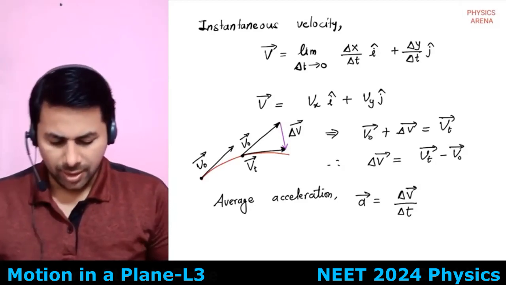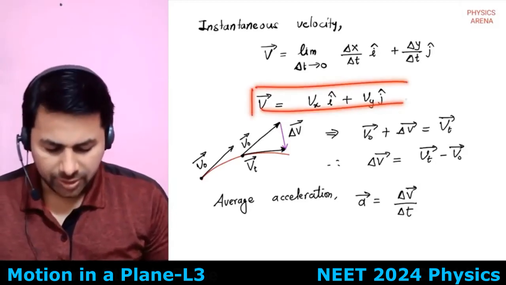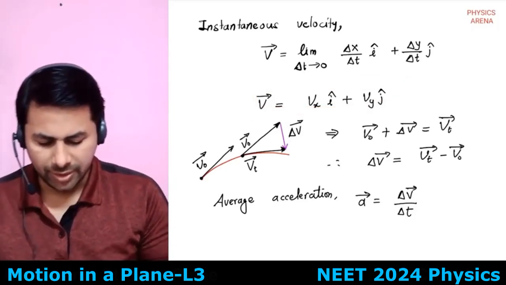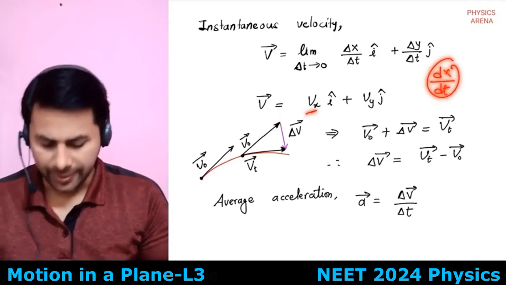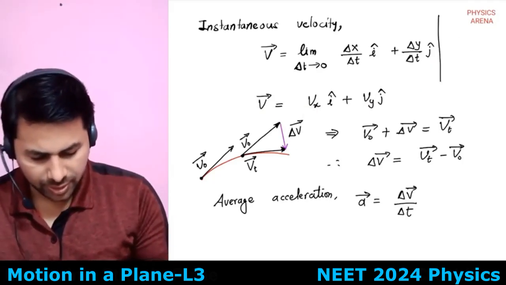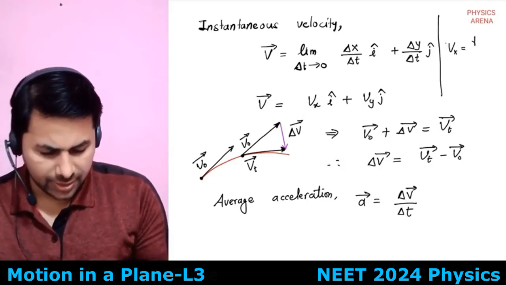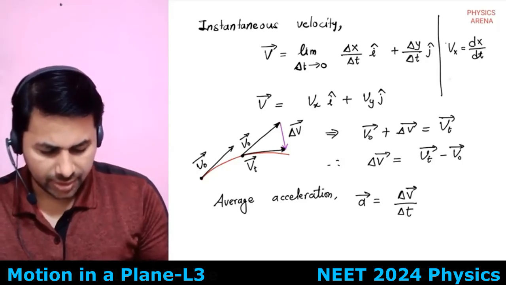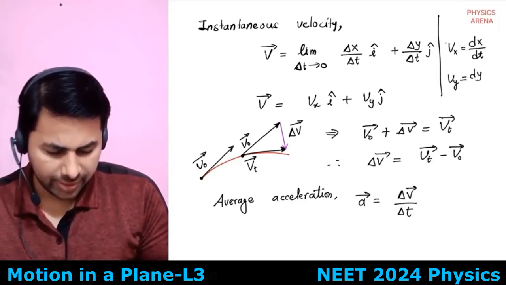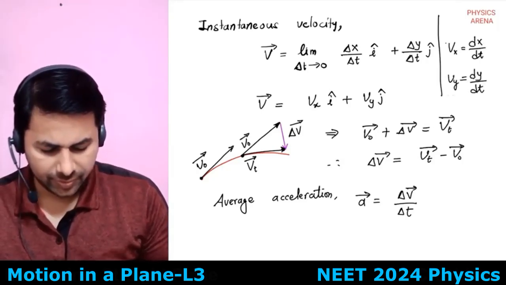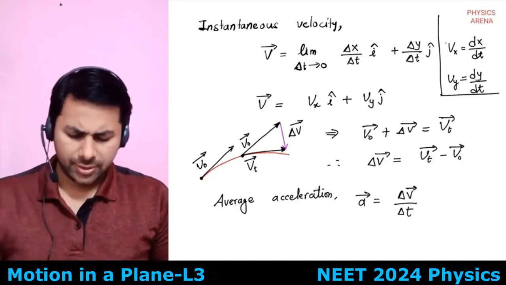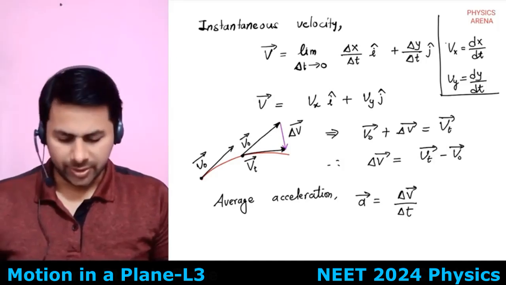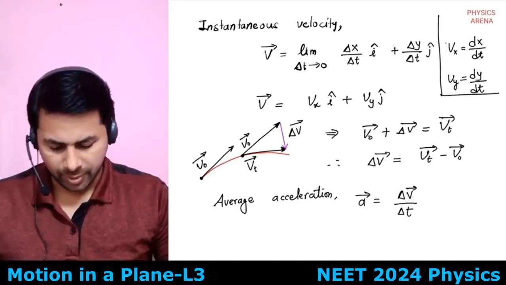So the instantaneous velocity vector will be equal to the derivative of x position with respect to time, that is vx. So here vx is dx by dt, and vy is dy by dt. So we can find out instantaneous velocity in this way.